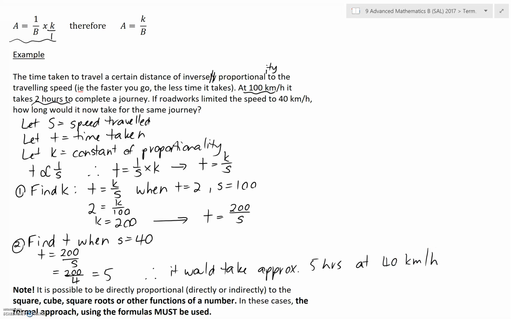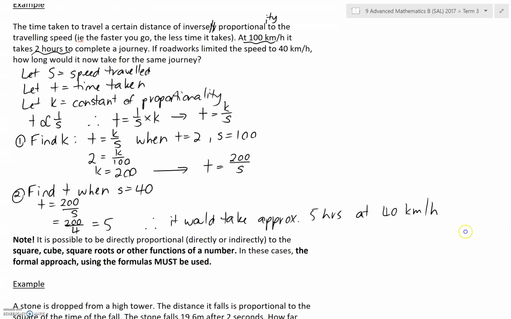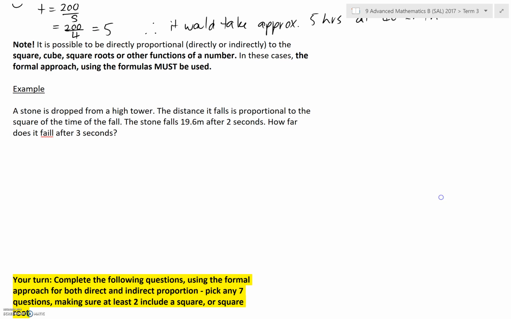Lots of variables in there that could change that slightly. So hopefully that makes sense. You can see it's the same process as the first one, just the formula we're working with is different. Now, one last little thing I wanted to show you.